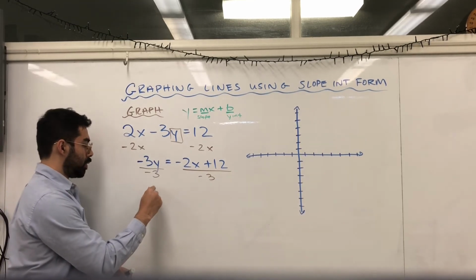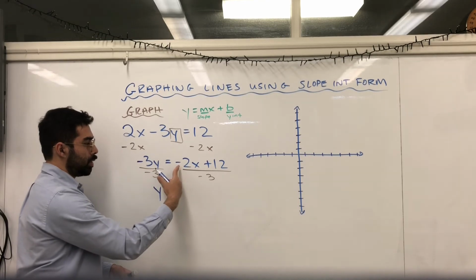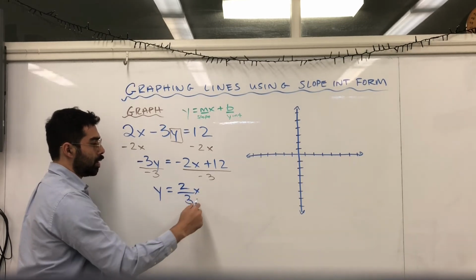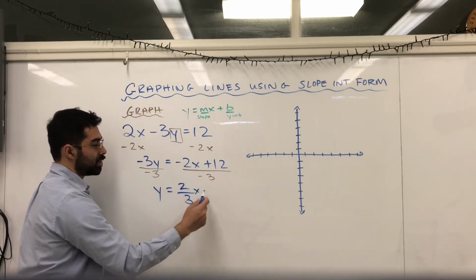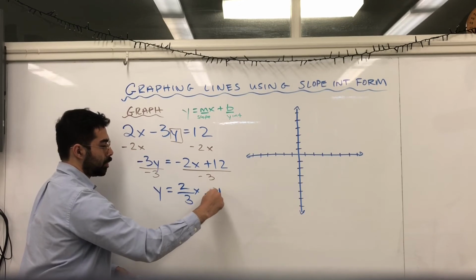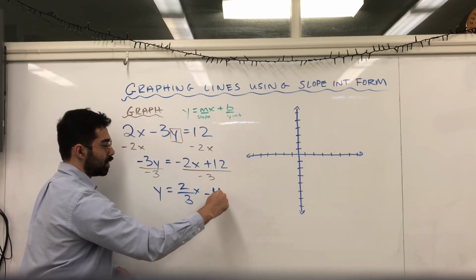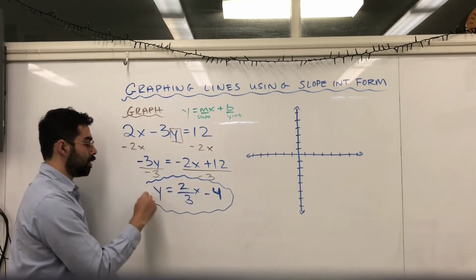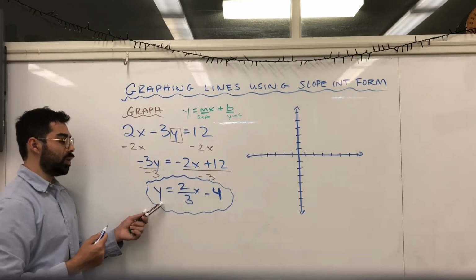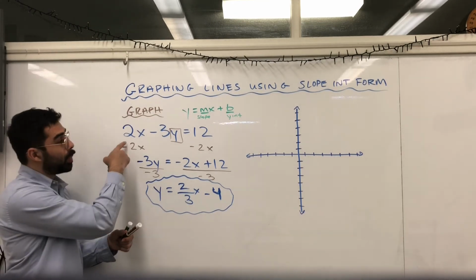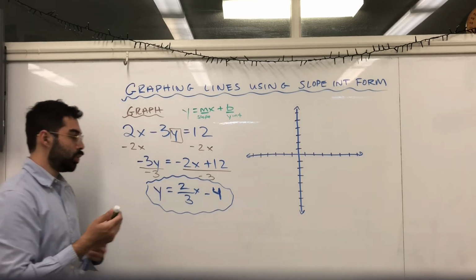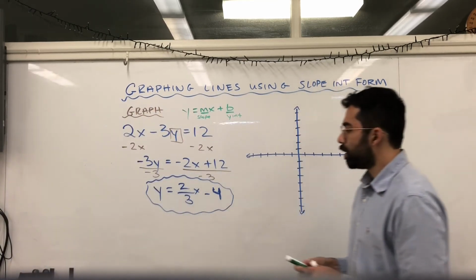And now I've got y is equal to negative 2x divided by negative 3. Negative and negative become positive. So 2 over 3 x. And then 12 divided by negative 3, that's just negative 4. So let's see if we actually get the same thing. Our line should look like y equals 2 over 3 x minus 4. We just did this earlier using our intercepts, but I'm going to do this the same way. I've got my slope and my y-intercept.